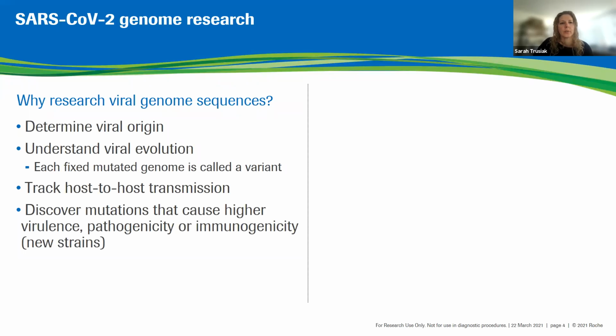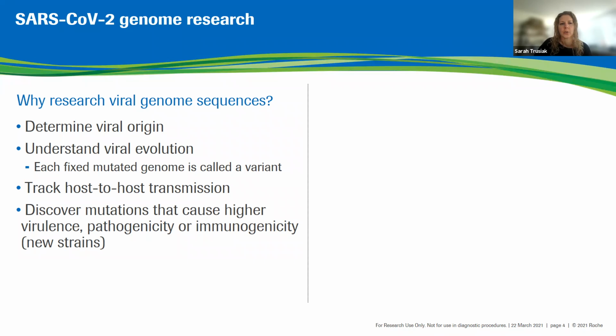So with SARS-CoV-2 genome research, and viral genome research in general, there are a few main research questions that people are looking at when they conduct this type of research. So in looking at a viral genome, you can determine the viral origin and evolution. This is particularly important for newly emerged viruses like SARS-CoV-2. When you're looking at viral evolution, each fixed mutated genome within a population is called a viral genome variant.